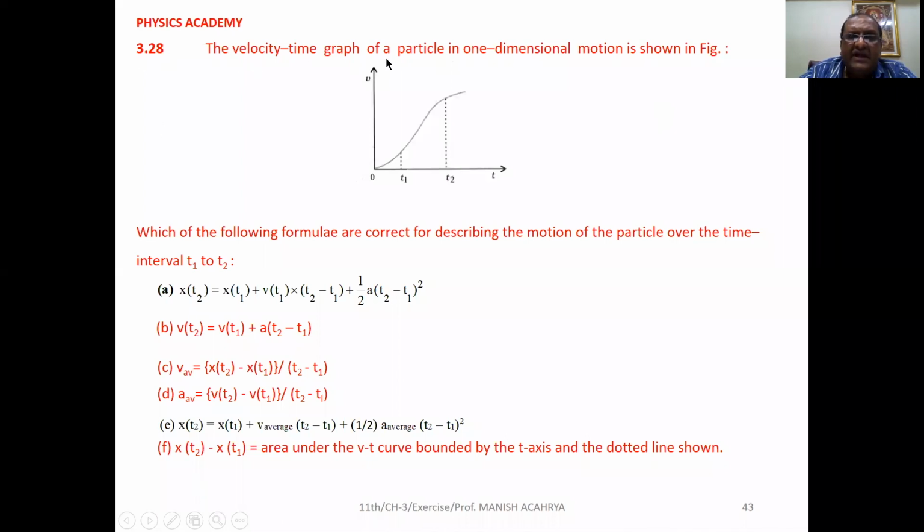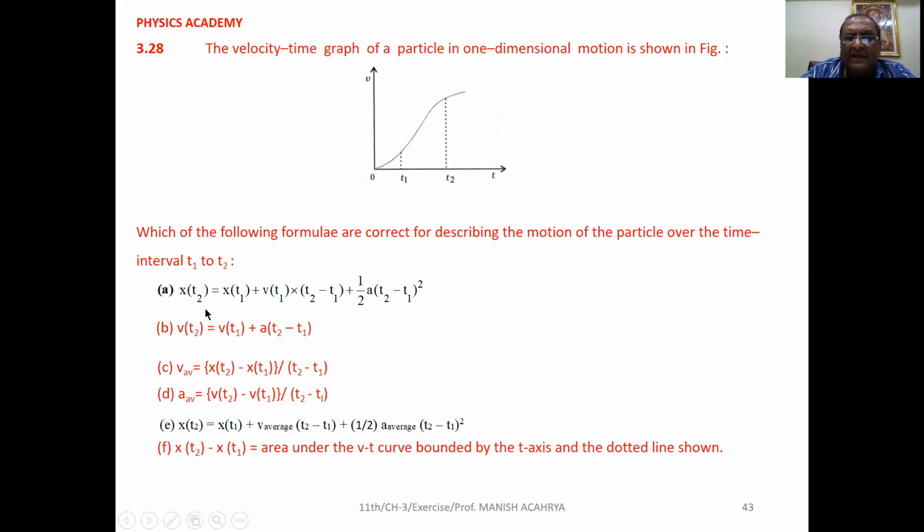3.28. The velocity time graph of a particle in one-dimensional motion is shown in the figure. Velocity time graph that is given to you, and here the time interval that we have to consider, t1 to t2. Which of the following formulas are correct for describing the motion of the particle over the time interval t1 to t2?